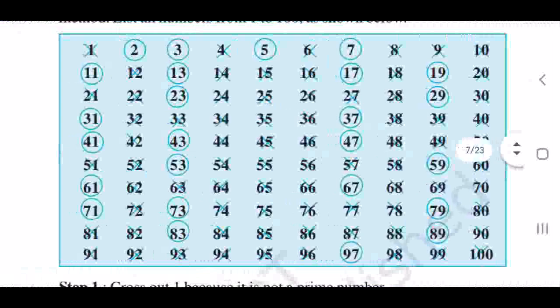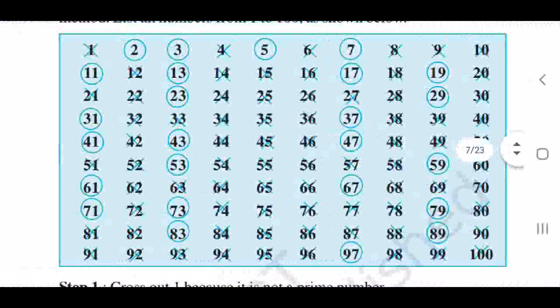2 a prime number. Then what will be the multiples of 2? Are they prime? No. For example, 4. 4 has factors 1, 4, and is a multiple of 2. So, surely 2 will be there. So, it is not a prime number. Every multiple of 2 is a composite number. Isn't it? Every multiple of every number is composite because that number will be there as a factor. Okay. So, you cross out the multiples of 2.